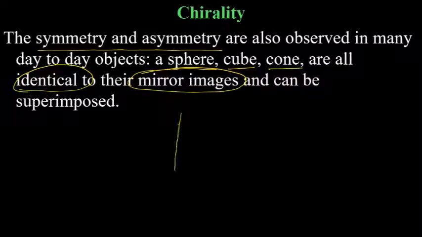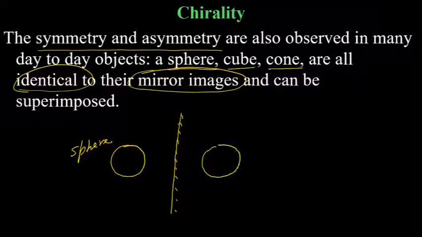If I have a mirror and I have a sphere here, the mirror image of this sphere, this is a symmetrical, regular sphere. There is no marking on this sphere. So the image of this one will be superimposable on the original object.